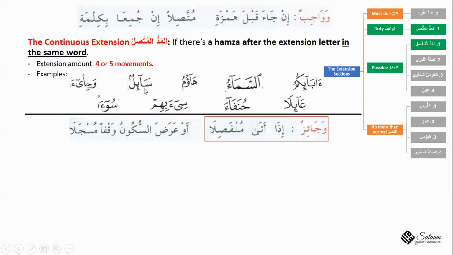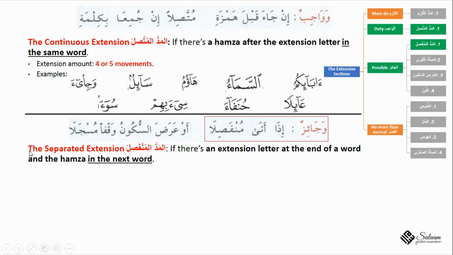And then we go to the next line in this poetry. Said وَجَائِزٌ. So here we are in this section now. إِذَا أَتَى مُنْفَصِلًا. So this leads us to this type of extension. We'll just take this part to know the next type, which is called al-maddul munfasil.